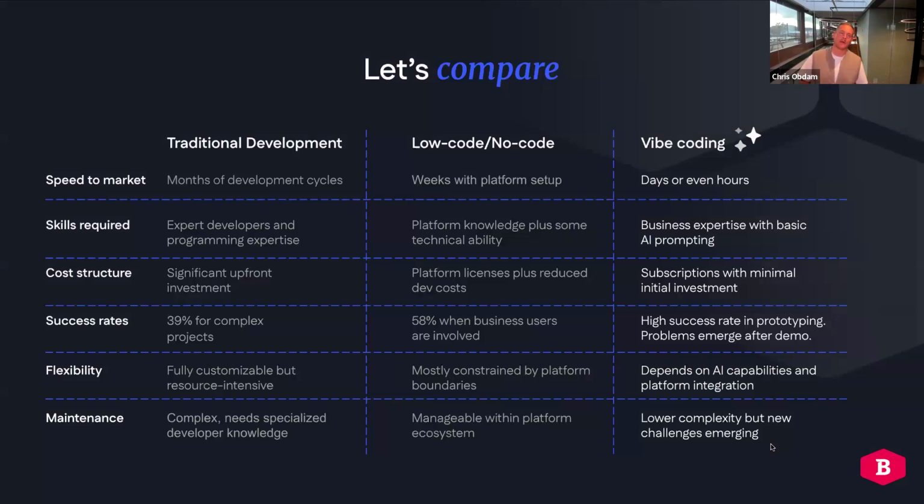So let's compare. We have had traditional development for a longer period, and that, of course, is also progressing. There are a lot of things going on. There's also vibe coding within that part, the high coding, vibe coding, as we mentioned before. The middle part is low/no code. We approach it now as low/no code before AI, and we have vibe coding here. So let's first look at what we have here: speed to market, skills, cost, success rate, flexibility, and maintenance.